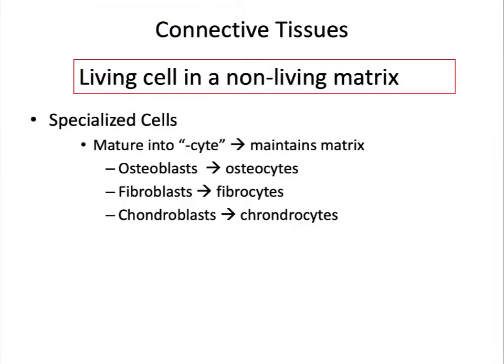Other connective tissue cells contain a blast phase as well. So, fibroblasts are general connective tissue cells that create the matrix in general connective tissue. They then mature into fibrocytes. Chondroblasts create cartilage and mature into chondrocytes once the building is done.